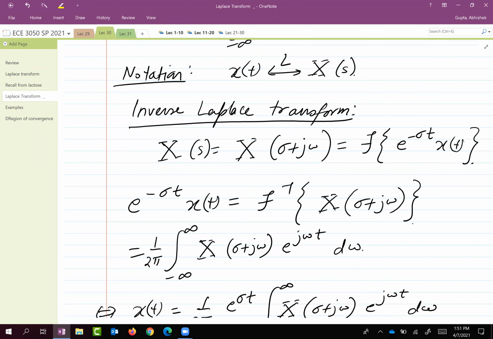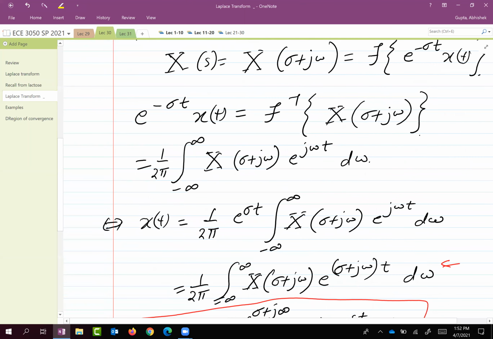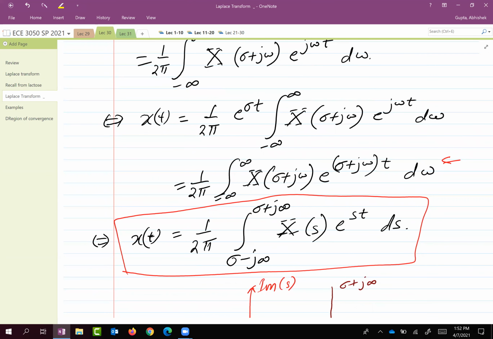Okay. Then we talked about inverse Laplace transform. So you go from the signal, which is a function of time, to a function of a complex number, which is the Laplace transform. So how do you go back from the Laplace transform back to the original signal? We came up with an expression for inverse Laplace transform that's given here.